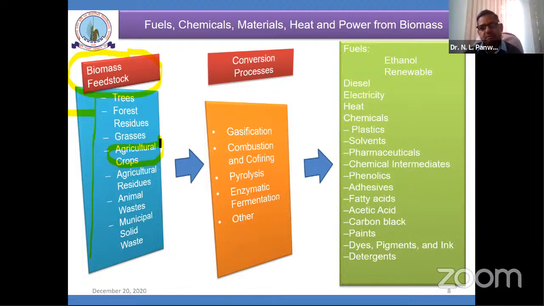And agriculture residues, no doubt, are your crop residue. Animal waste, here it is your cow dung, and your municipal solid waste. These are the feedstock in the biomass. The conversion modes are gasification, combustion, co-firing, pyrolysis, and enzymatic fermentation.